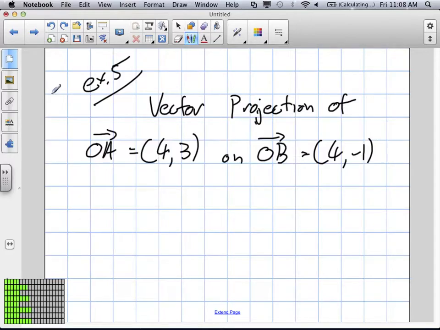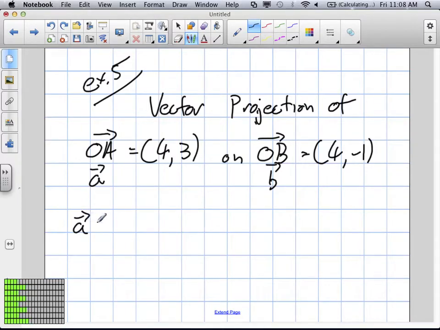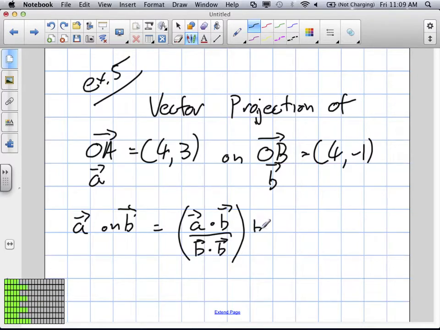Vector projection of vector OA with values of 4, 3, so in 2 space, and vector OB, values of 4, -1. To make this simpler or refer to our formula easier, I'm just going to rename the vector. This is vector A, and vector B, which is great because now we know that a vector projection of A on B is the formula: the dot product of A and B divided by the dot product of B multiplied by the component values of vector B.